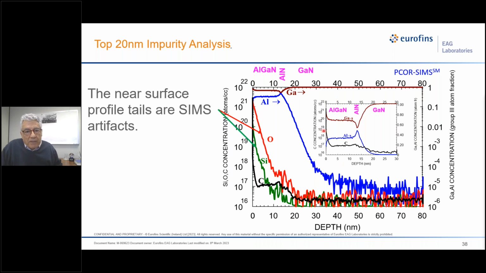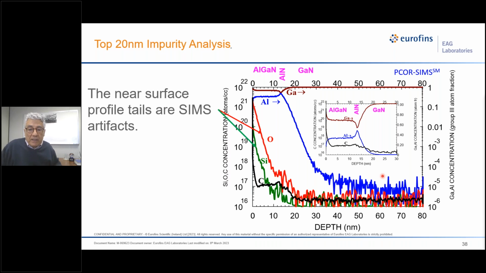If you plot it on a linear scale, you can get a sense of the GaN cap layer, maybe 1 or 2 nanometers thick. Then there's this 15 nanometer AlGaN layer, and then a couple of nanometer thick aluminum nitride layer. So you basically know where you are when you're measuring the carbon, to get an understanding of where the carbon comes in.